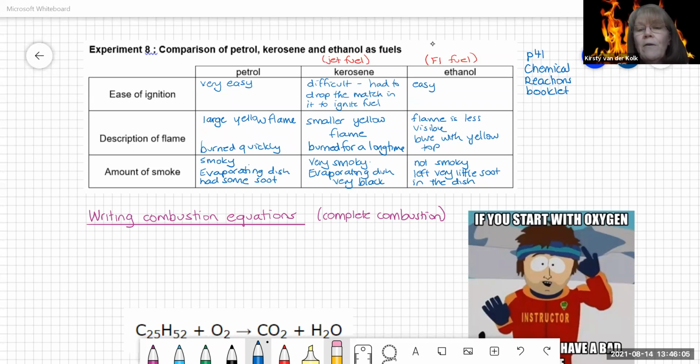With ethanol, however, the flame is not particularly smoky at all, and there's very little soot in the evaporating dish when you're finished. Right. If you don't have those results down, pause the video and write them into your book, please.